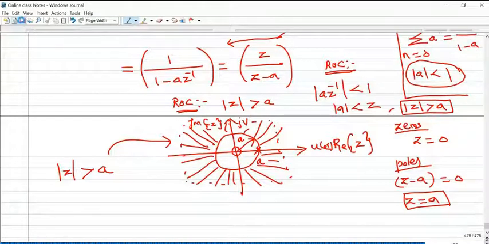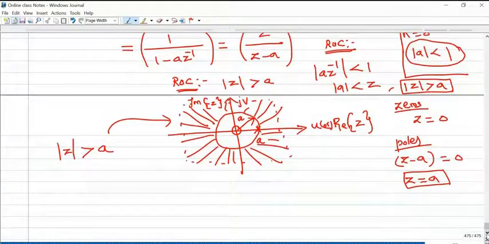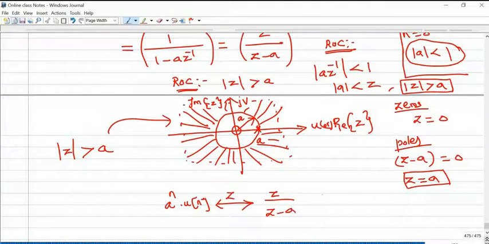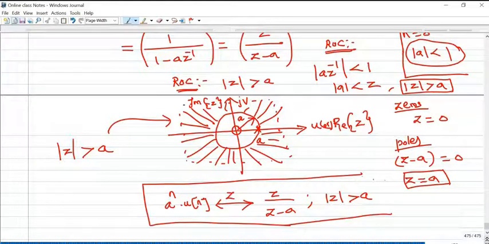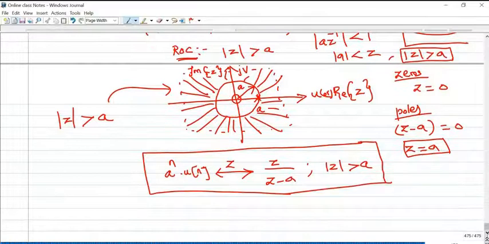Okay. So a power n u of n. Remember, it's a very important formula for solving inverse Z transform. a power n u of n: the Z transform result is Z divided by Z minus A, and ROC modulus of Z greater than A. Right? Next formula.